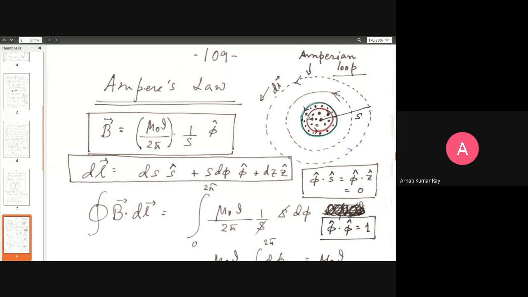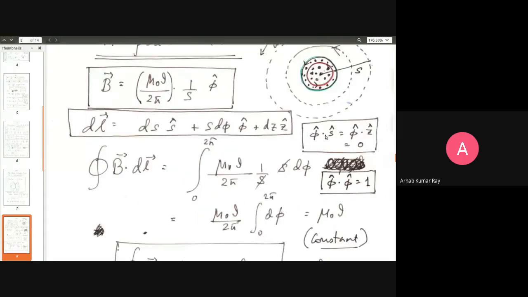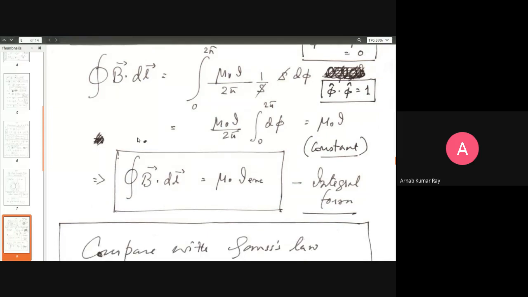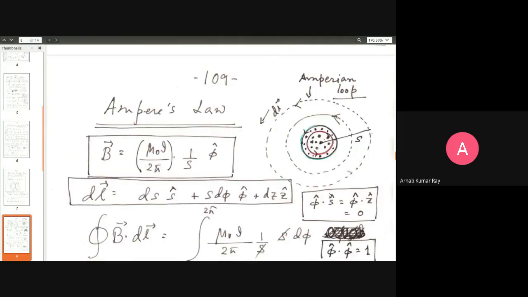Just like we have discussed, if you draw a Gaussian surface, any charge that is outside a Gaussian surface does not make a contribution to the flux. And so it is that any current that is outside an Amperian loop will not make a contribution to the loop integral of the magnetic field, the closed path integral of the magnetic field. So that is what it is. B dot dl is equal to mu naught into I enclosed. So that is an integral form of Ampere's law.